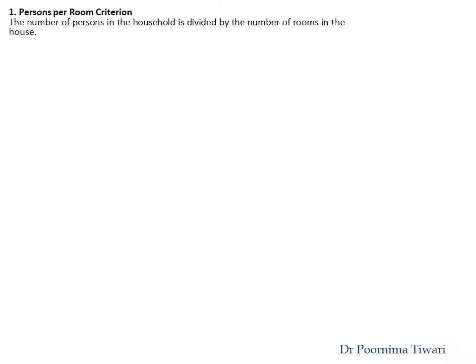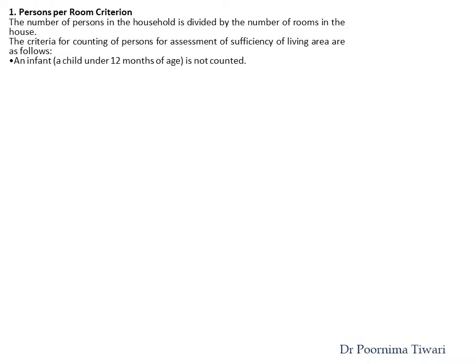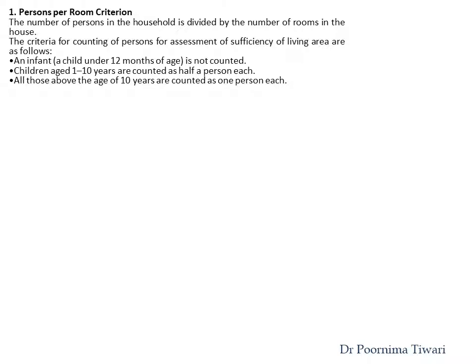Now we will discuss the three criteria for assessing the presence of overcrowding. First is the persons per room criterion. The total number of persons in the household is divided by the number of rooms in the house, but each individual is not counted as one. An infant, that is those who are below 12 months of age, who have not yet attained 1 year of age, are not counted at all. Children between 1 to 10 years are counted as half a person each. All those who are above the age of 10 are counted as 1 person each.